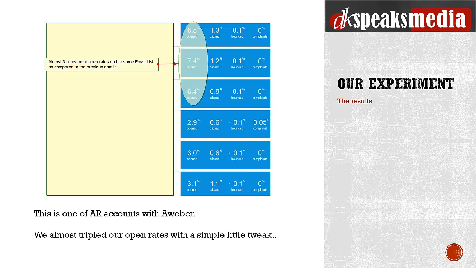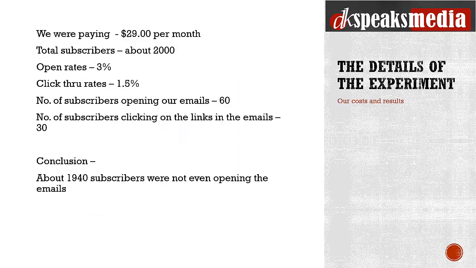Now, let me show you our experiment and the results that we achieved. You can see here, this is an experiment that we ran with one of the email lists that we had with Aweber. This is one of the autoresponder accounts with Aweber, and you can see that we almost tripled our open rates on the exact same email list as compared to the previous emails. In the previous emails we were getting about 3.1%, 3% and 2.9% open rates. At the same time, that improved to 6.4, 7.4 and 6.5%. So what is it that we did? Now let's evaluate some of the aspects of this experiment.